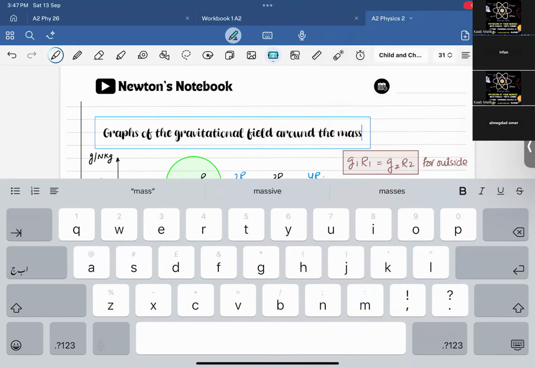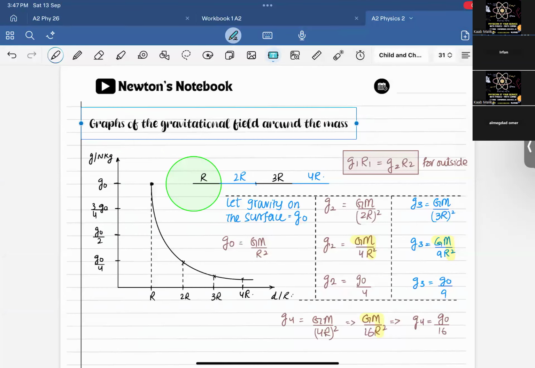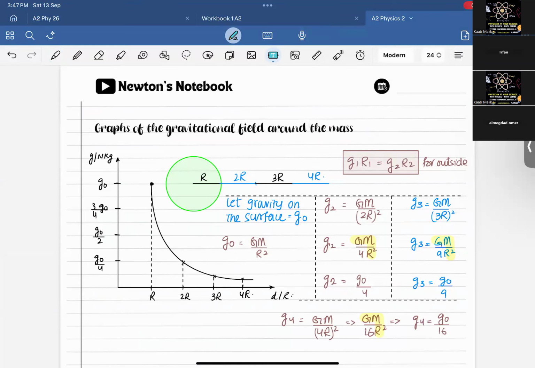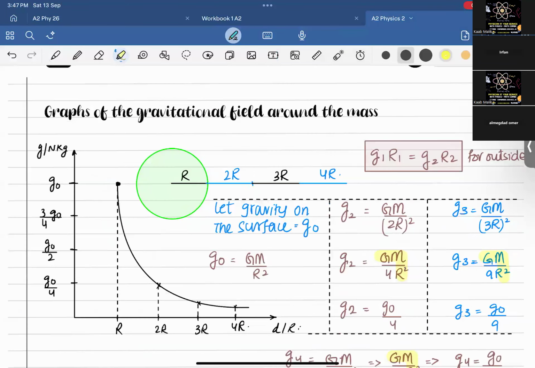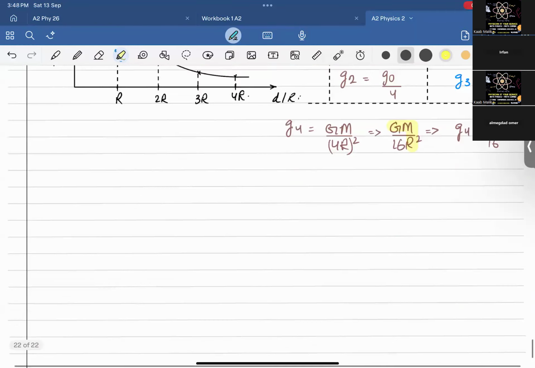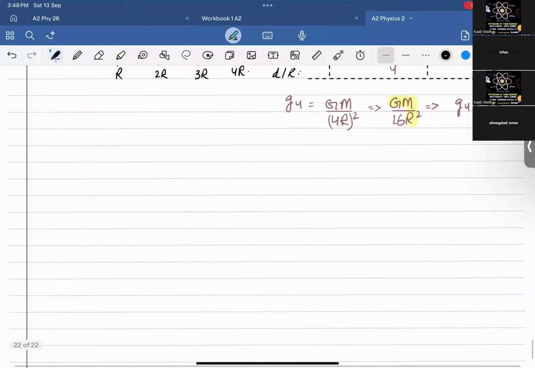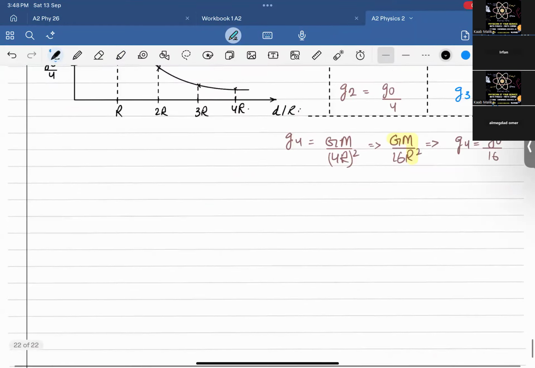Okay, now if we have two masses, this is for one mass. If we have the two masses, then the graph will look like this. Perfect. If we have the two masses, the two masses will look like this.